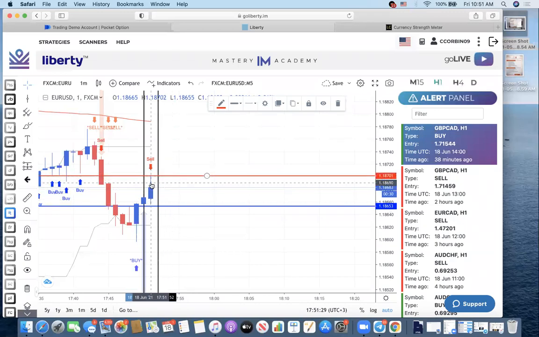You just keep up with the current candle. If the current candle moves up, your lines move up. If the current candle keeps dropping, your line keeps dropping.